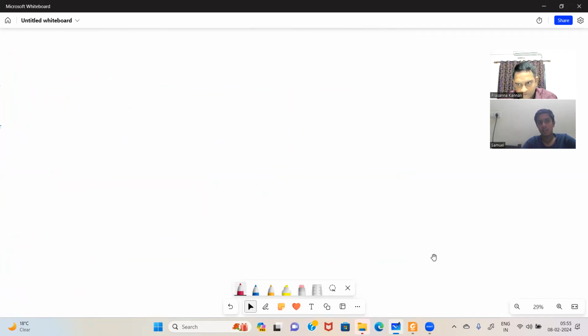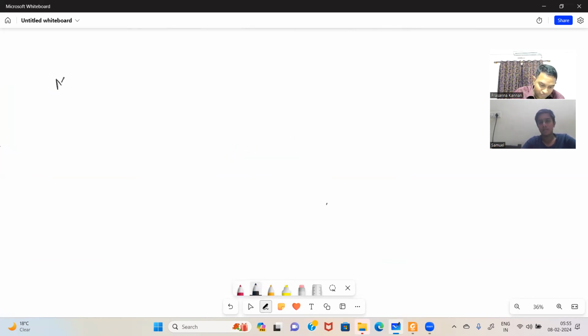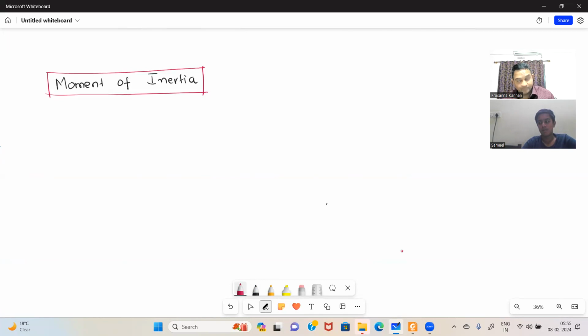So now I'm going to talk a little bit about moment of inertia. As I told you, moment of inertia basically depends on what? Mass. See here, in linear motion, inertia was only because of mass. In rotational motion, I told you it is dependent on mass, but not only on mass. So what else? I'm only talking about I.